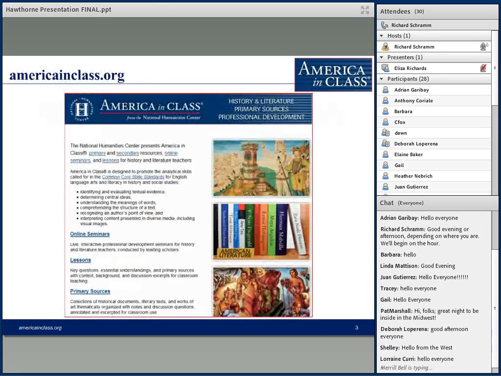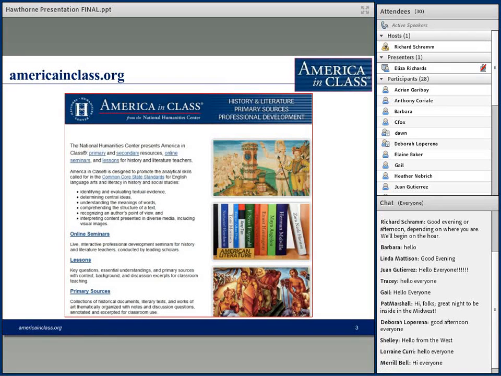Before we get underway, I'd like to just introduce you briefly to the National Humanities Center. We're an institute for advanced study located in Research Triangle Park, North Carolina. Our main mission is to provide fellowships to scholars from all over the world to come here and research and write on topics and subjects like history and literature and language studies, philosophy, criticism of the arts, that sort of thing. We also offer a lot of programs and resources for high school teachers of American history and literature.